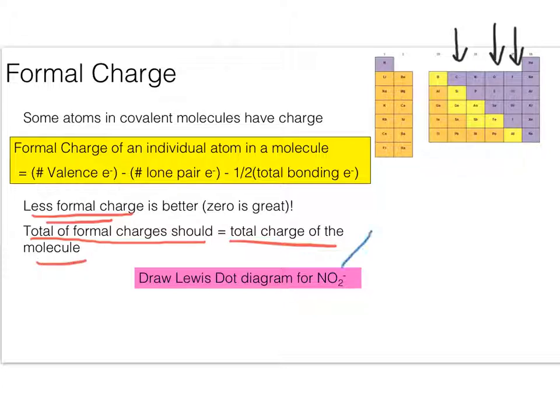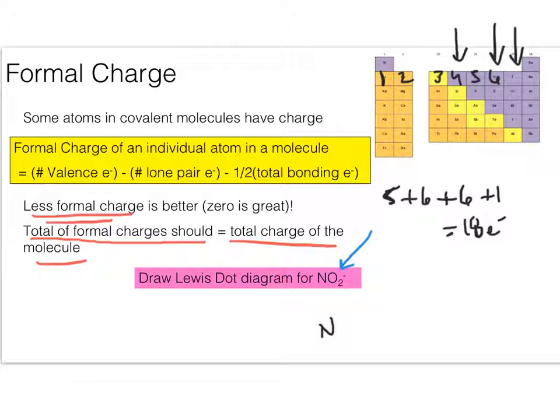So in this example right here, NO2 minus, this is a negatively 1 charged molecule, which means that the whole molecule has to equal a negative 1 charge. And so let's go through that example. First off, we're going to of course add up our valence electrons. Nitrogen, in this case, has 1, 2, 3, 4, 5 valence electrons. Oxygen has 6. And so we have 5 plus 6 plus 6. And then we have an extra electron. That's what that negative 1 means. So that's going to be plus 1. And so in this case, we have 18 electrons to work with.